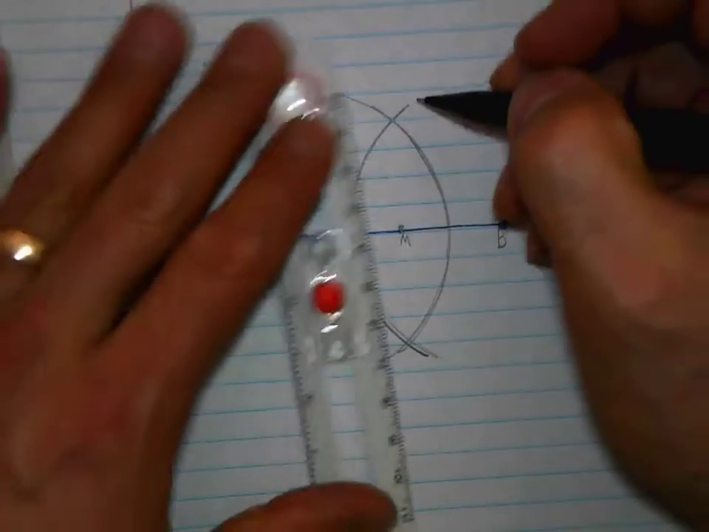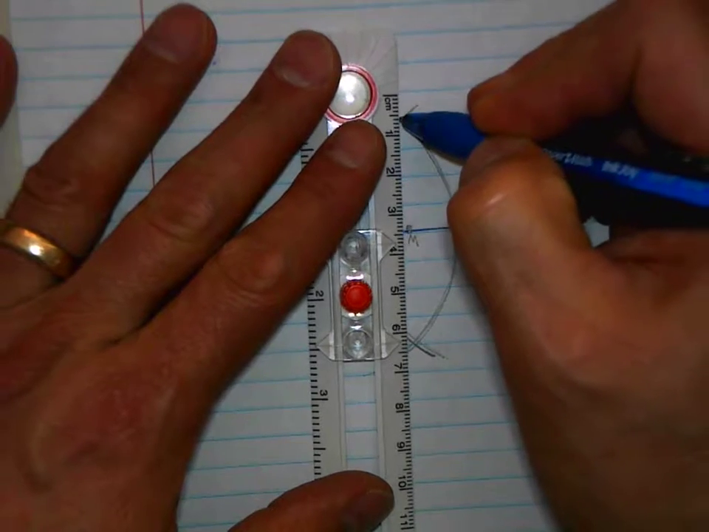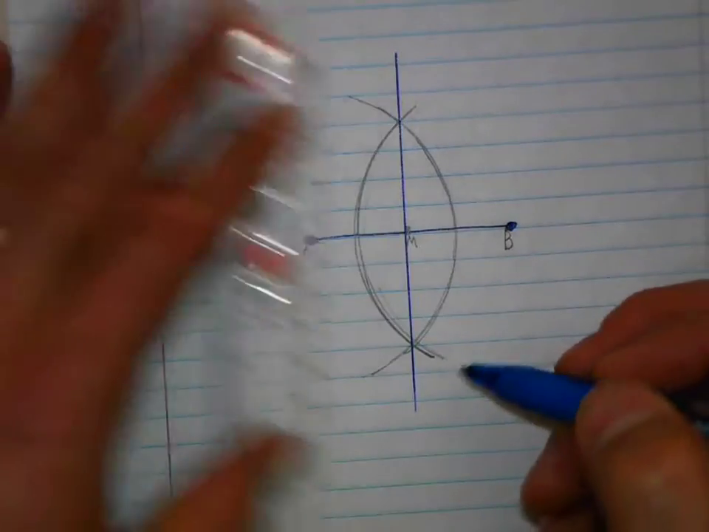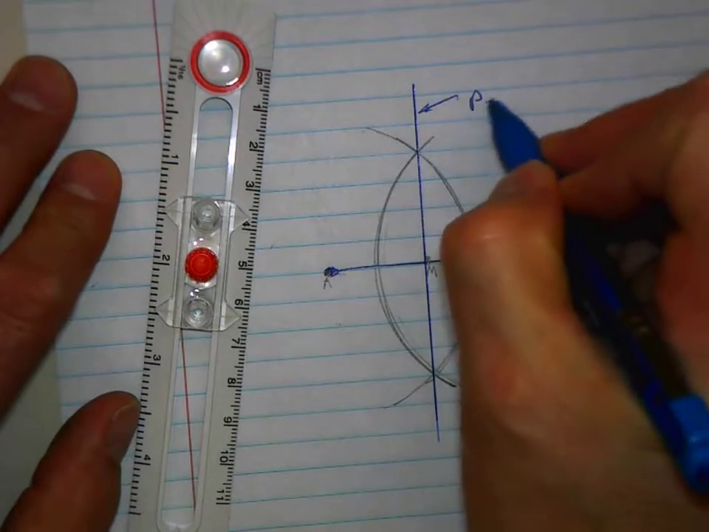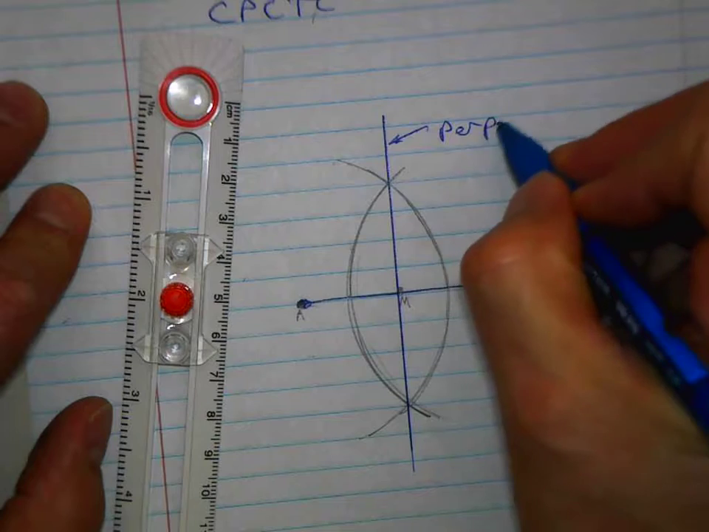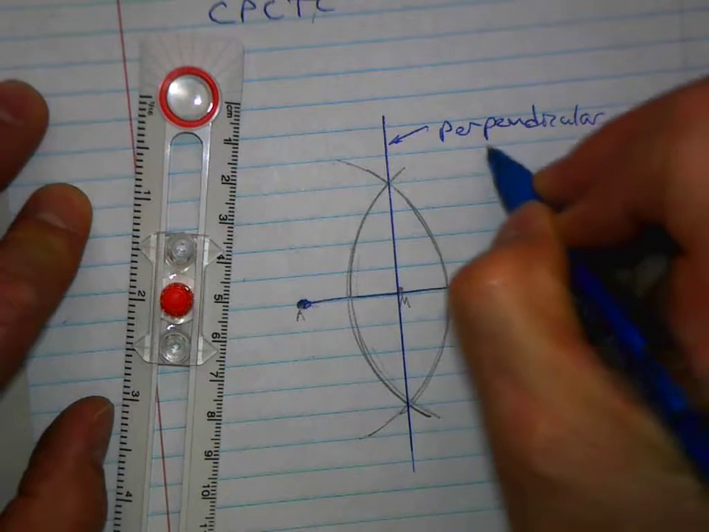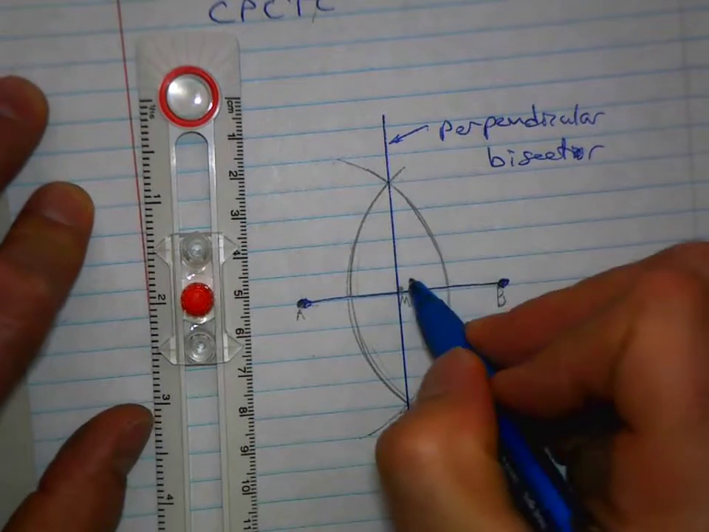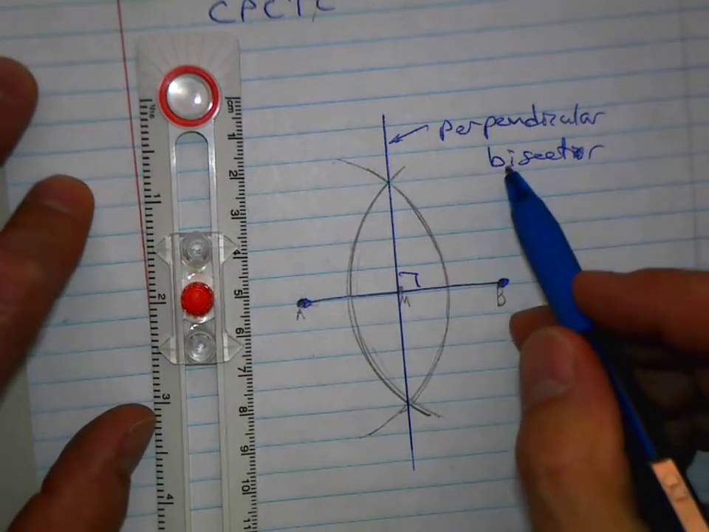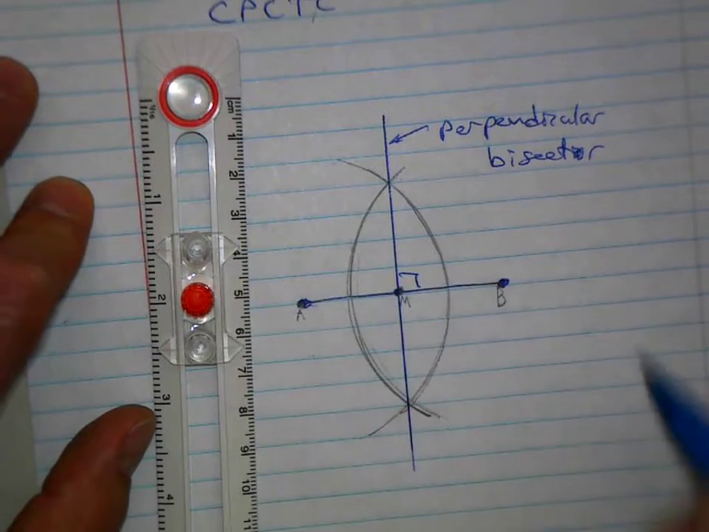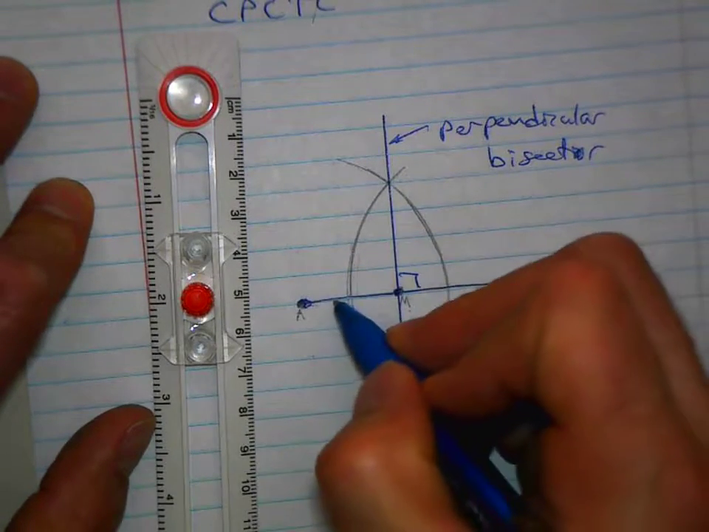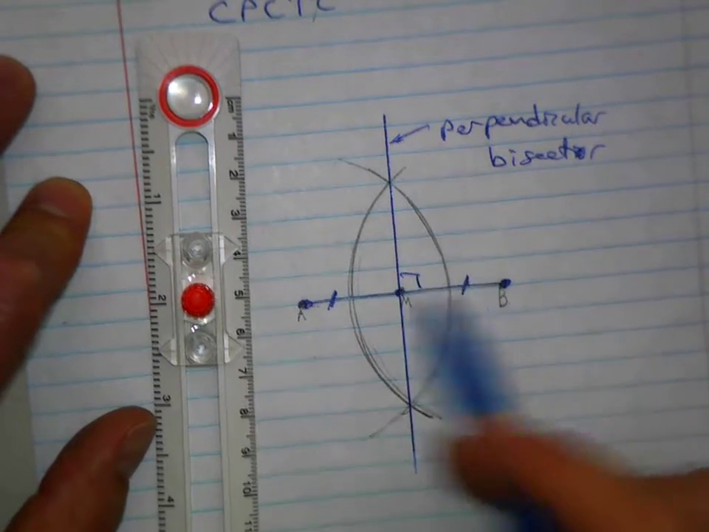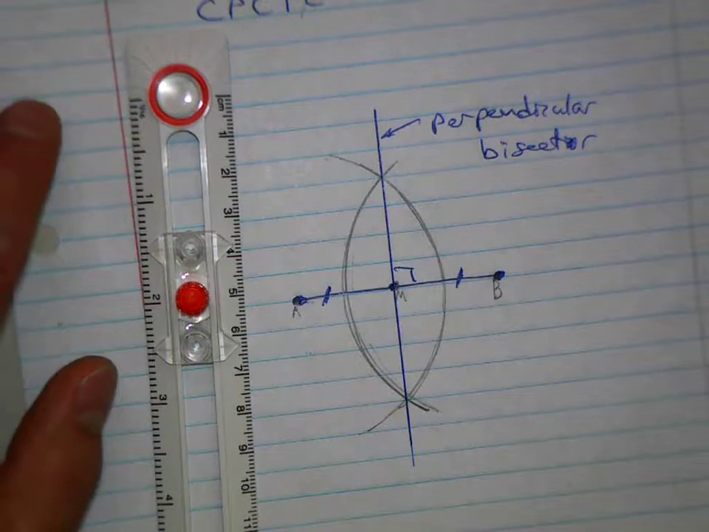And now you can draw a line that goes through those 2 points of intersection, and this will be your perpendicular bisector. And what does perpendicular mean? Perpendicular means that it cuts it at a right angle, and bisector means that it cuts it in 2. So these 2 segments, this whole segment to the left and this whole segment to the right, are congruent with each other.